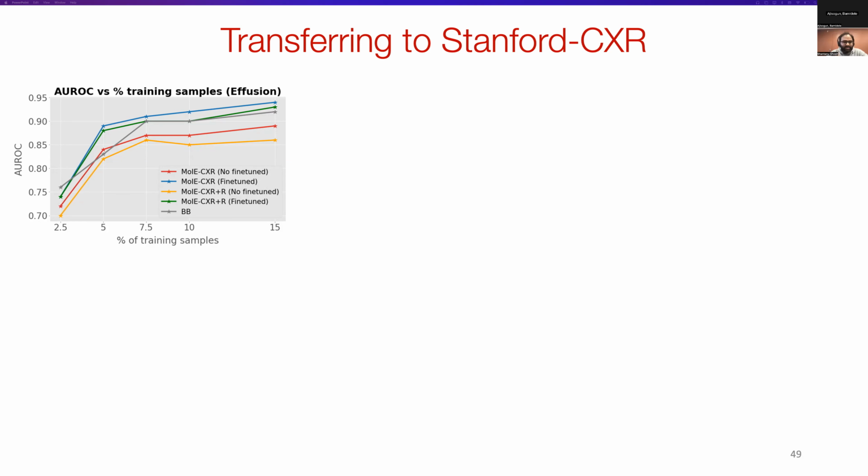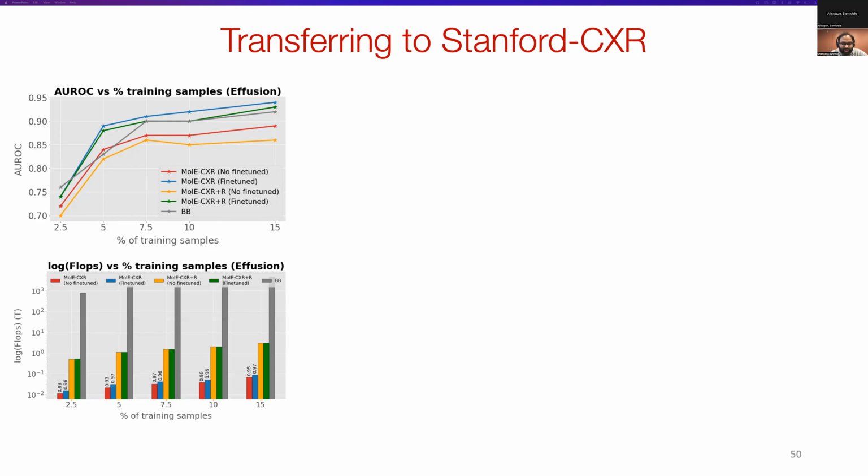Now the y-axis is, of course, the AU-ROC or the performance, and the x-axis is the percentage of training samples used from Stanford CXR to fine-tune. For example, here we use only 2.5%, 5%, 7.5%, 10%, and 15% of the training samples of Stanford CXR to fine-tune our model and the black box. From the plot, you can see that this gray line is the black box performance, and with less and less data, the green and the blue plots, which are our model's performance, are way better compared to the black box. And this is very prevalent for other diseases as well.